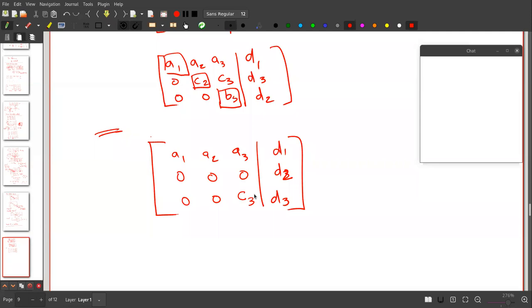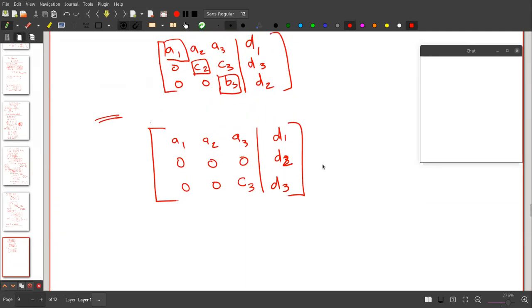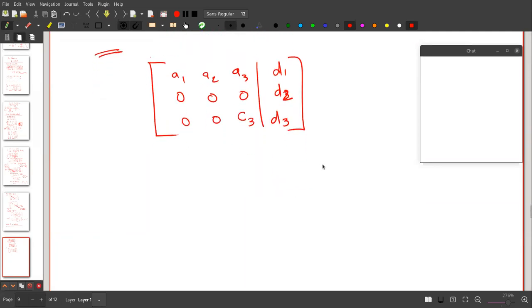So as you can see, this is not in row echelon form, because it's not like a step. The first pivot is in the right place, but there is a non-zero quantity here, and it should be somewhere above, to make it look like a step. So echelon means something like a step.